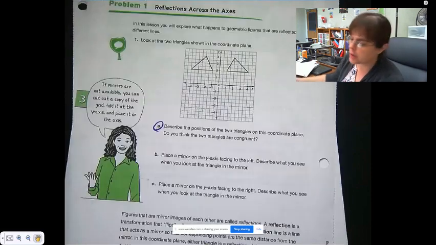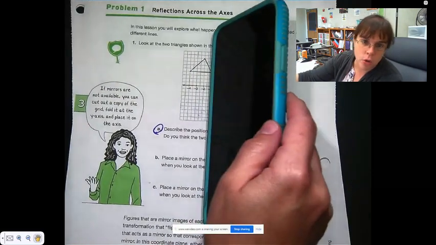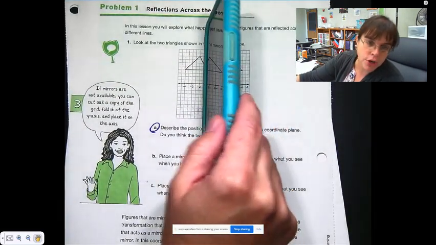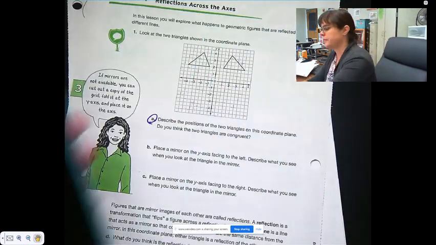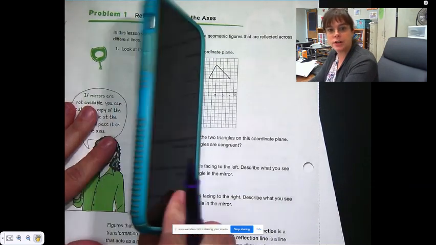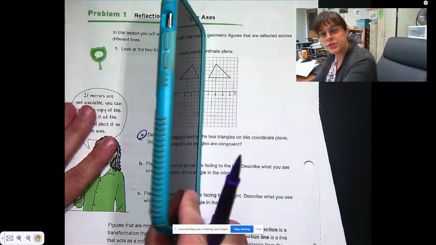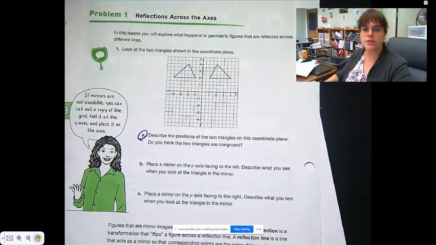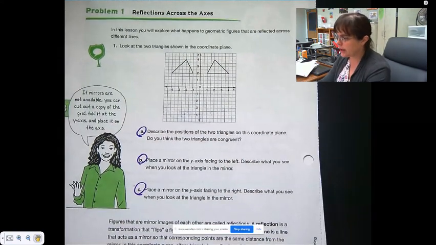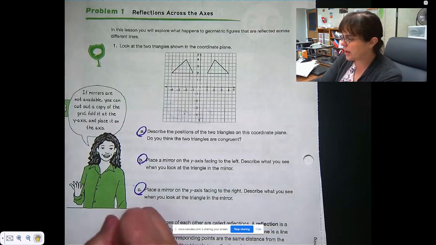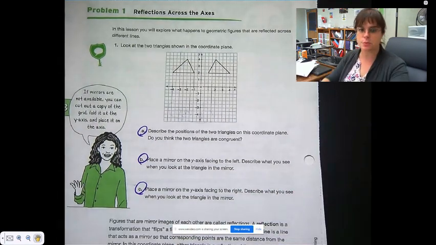Now, for the mirror, use your phone, or you can even put it on your Chromebook and see what you're noticing about it. To the right and to the left, you can take a look and say, aha, interesting, pretty neat, right? Describe what you see looking at the triangle in the mirror both ways. When you've answered those three questions, press play. We're going to take a look at it.